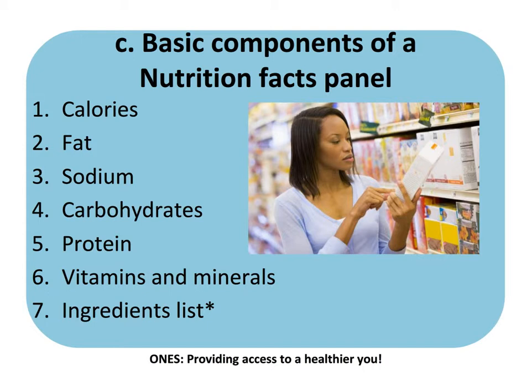Also, very important, don't forget to read the list of ingredients. If a food is made with more than one ingredient, then the food manufacturer is required to have an ingredients list on the label. All ingredients are listed in order of weight or concentration, with the largest amount listed first and the smallest amount listed last.